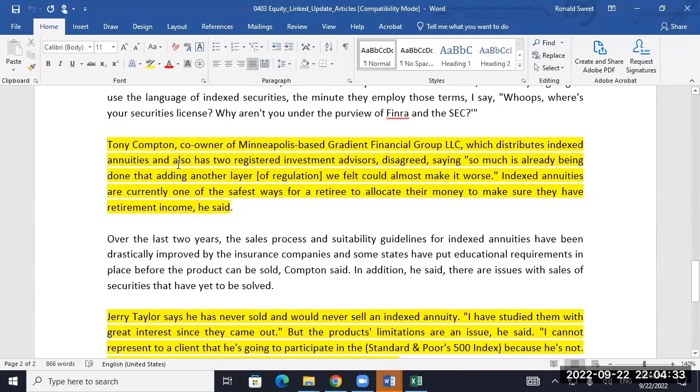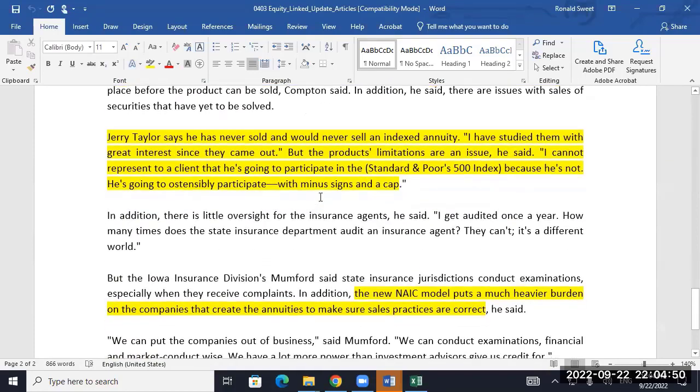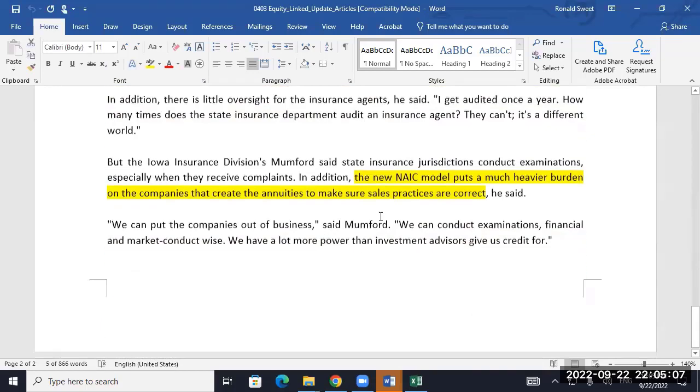This firm said that so much is already being done that adding another layer of regulation is unnecessary. They're saying, hey, don't give us more regulators, we already have too many regulators. So we're going to keep ripping off our customers. Let us keep ripping them off, just don't throw another regulator on top of that. This guy says he has never sold and would never sell this type of annuity. I've studied them with great interest. He says, I cannot represent a client in this, because he's not going to get the stock market. He's going to get minus signs and a cap.